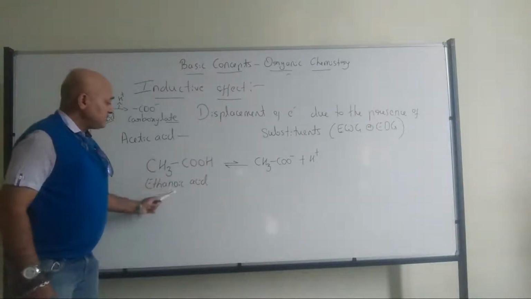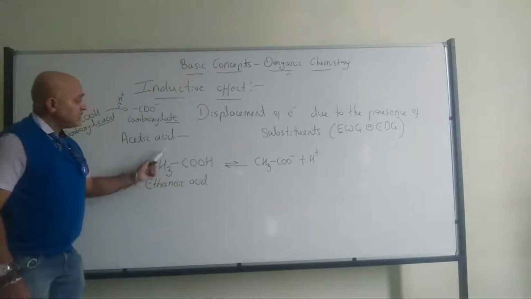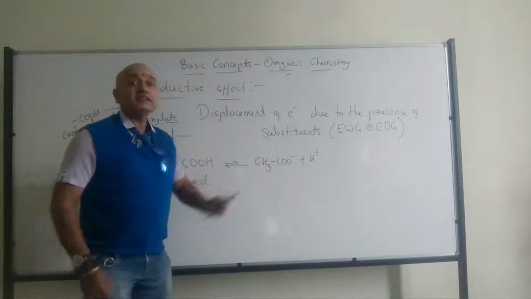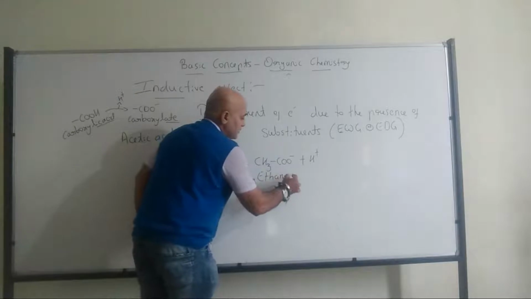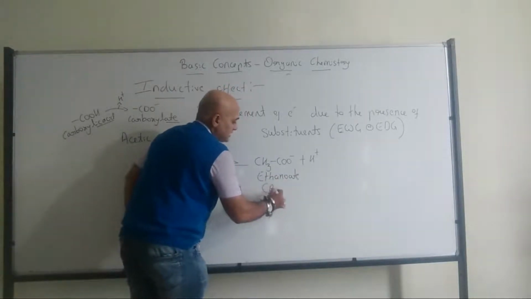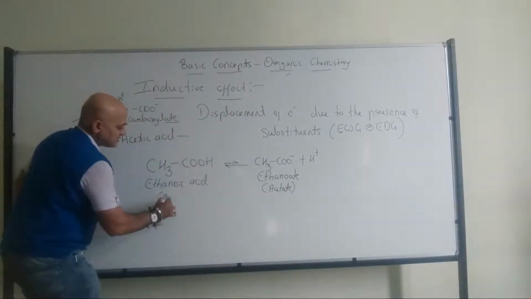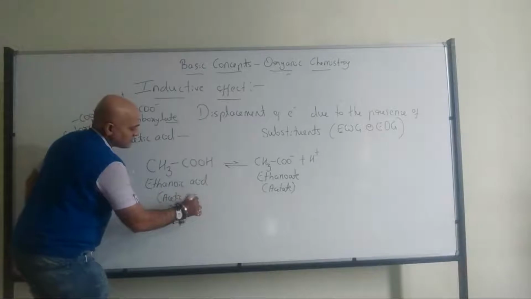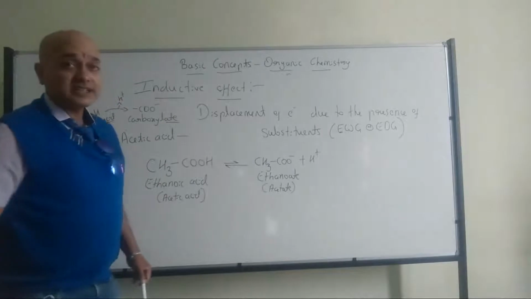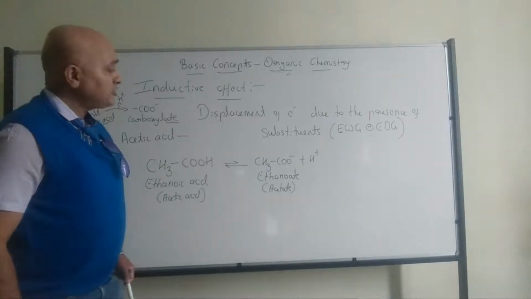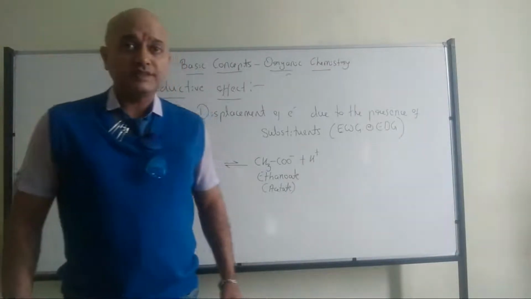Same logic. Ethanoic acid, which will be dissociated. Ethanoic acid is also called acetic acid. So which will be dissociated, now we can call it ethanoate or acetate. So here, acetic acid, ethanoic acid will become ethanoate or acetate. Naturally, when I am telling ethanoate or acetate, it's understood that they are negatively charged molecules.